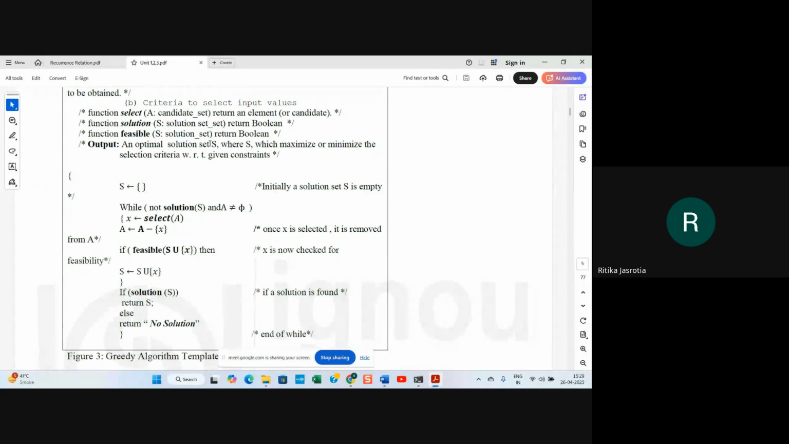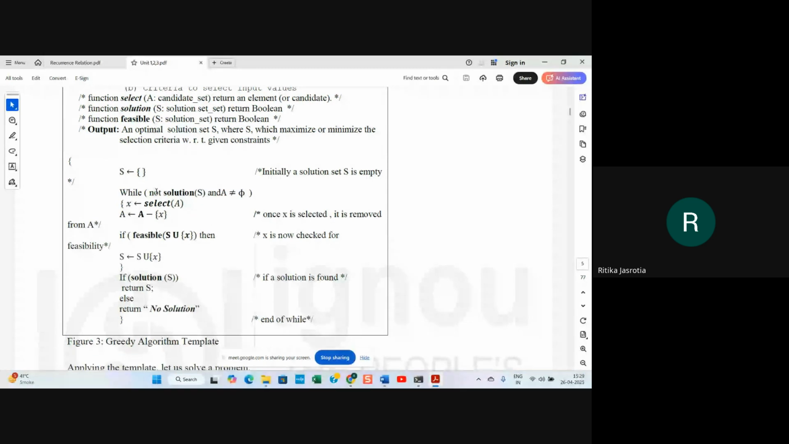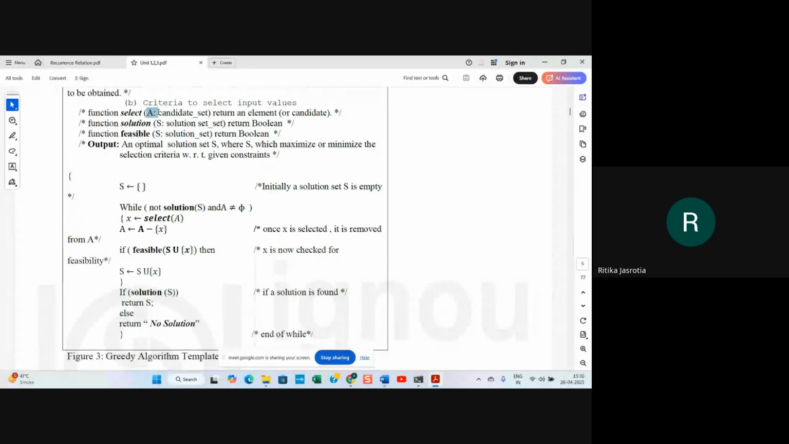The output is an optimal solution set S, where S maximizes or minimizes the solution criteria with respect to the given constraint. So S is the solution set, which is right now empty. While not solution set S and A is not an empty or null set, X = select(A). So you will select in X a particular input from A, right? And then from A you will subtract or delete that particular input which you have selected. So now your set of inputs in A has reduced, right?